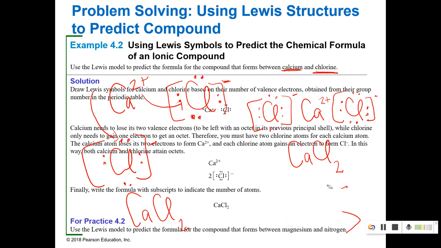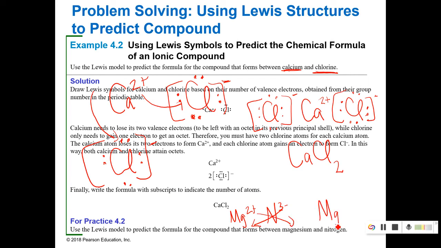This bottom one wants magnesium and nitrogen. So magnesium is Mg2 plus. Nitrogen is N3 minus. You do crisscross, so the formula would be Mg3N2.